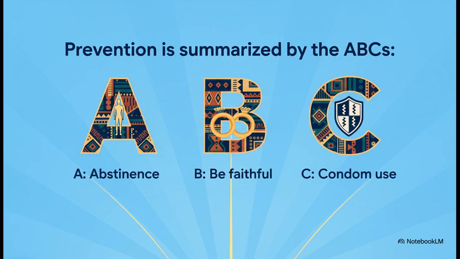After seeing all those potential complications, prevention is obviously the name of the game. And thankfully, it really boils down to practicing safer sex. The ABCs are a super simple way to remember it. Abstinence is the only way that's 100% effective, but for anyone who is sexually active, being faithful to an uninfected partner and consistent condom use are the keys to cutting down that risk.